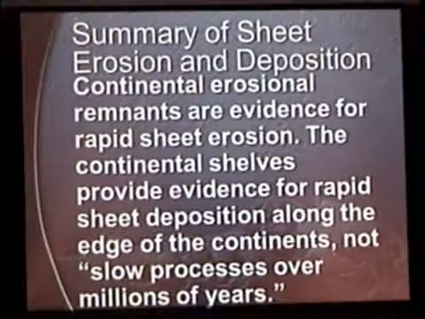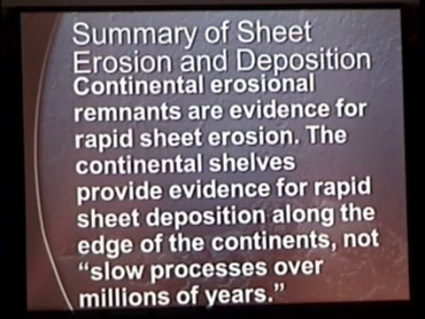In summary, of sheet erosion of the continents and sheet deposition, continental erosional remnants are evidence for rapid sheet erosion. The continental shelves provide evidence for rapid sheet deposition along the edges of the continents, not slow processes over millions of years. What we see on the continents is strong evidence against those millions of years.